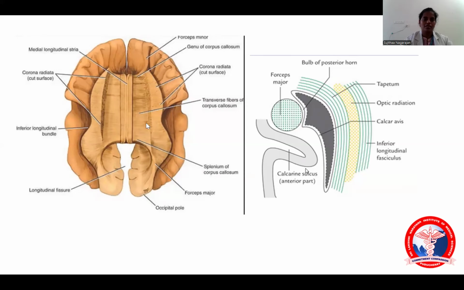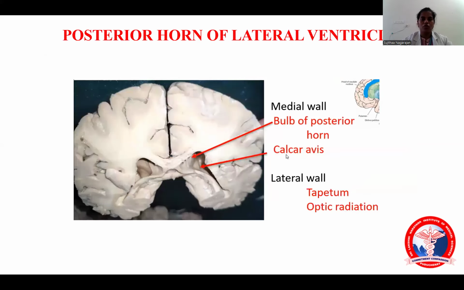So in this picture, we can see the fibers of the forceps major. Now the posterior horn medial wall is formed by the bulb of the posterior horn and the calcar avis. So the bulb of the posterior horn is formed by the forceps major fibers. Calcar avis is produced by the calcarine sulcus. Now the lateral wall is formed by the tapetum and the optic radiation.